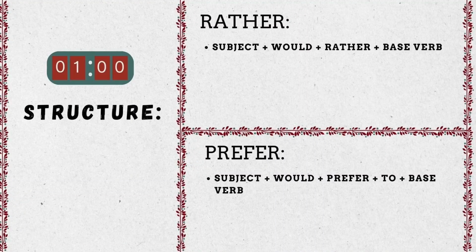The structure for rather is subject plus would plus rather plus verb, and the structure for prefer is subject plus would plus prefer plus to plus verb.